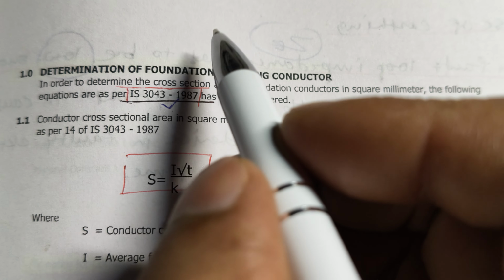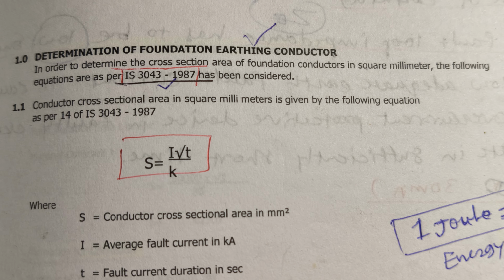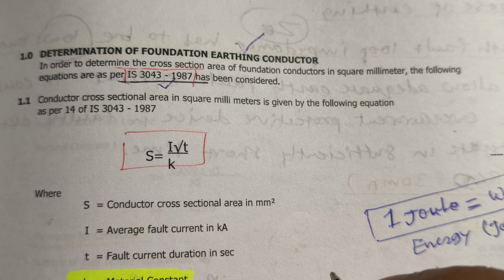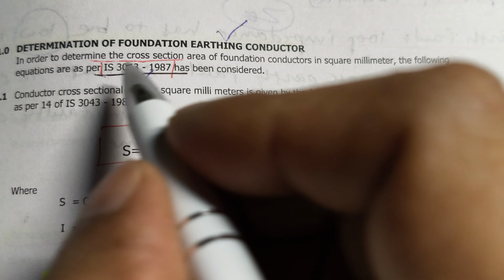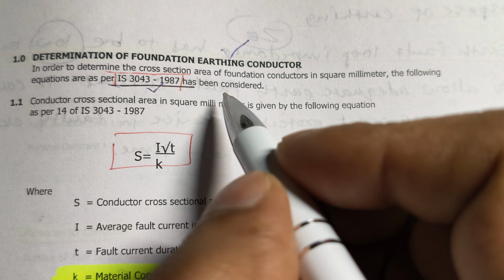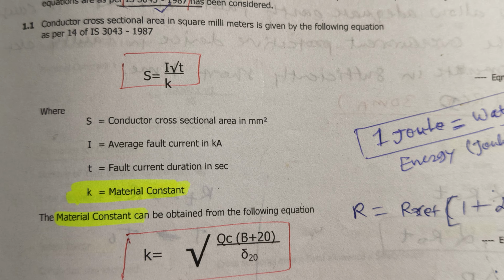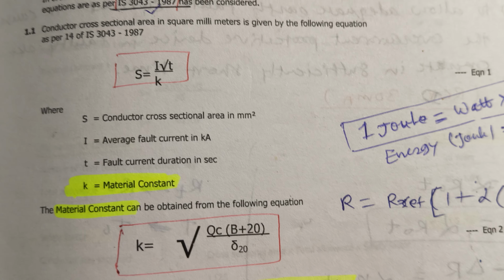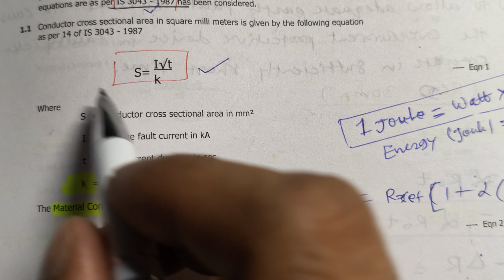Hello friends, we are going to discuss earthing calculations and we are going to start the series for the earthing calculations. In the first part, we are going to discuss calculations as per the IS 3043. So what is the procedure for the earthing calculations? We will discuss. The first step is we calculate the area of cross section.